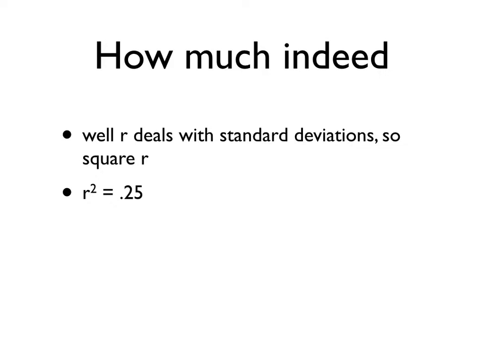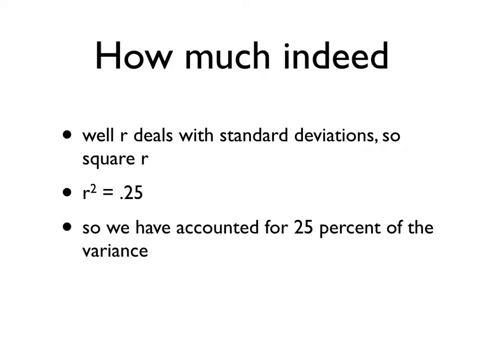So R squared in this case, and I'm going to call it little r squared to differentiate it from something else that we'll talk about maybe today, but definitely by Tuesday, big R squared. Little r squared is only 0.25. In other words, you've accounted for a quarter of the variance, 25% of the variance. 75% left.